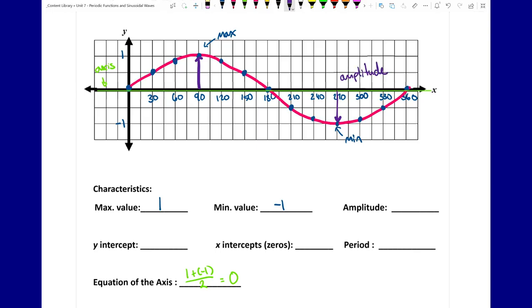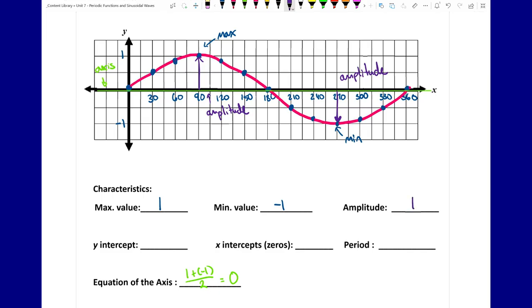And that distance is going to represent the amplitude. It's going to be a positive value no matter what, even if we're going in the negative direction. So we have our amplitude, and our amplitude in this case is going to be 1.